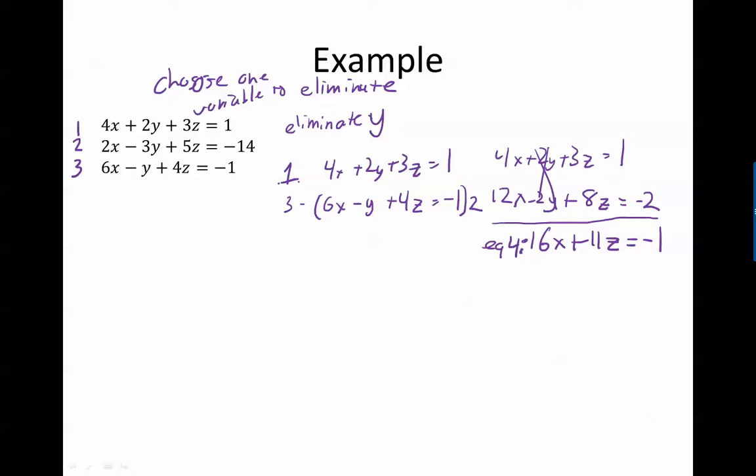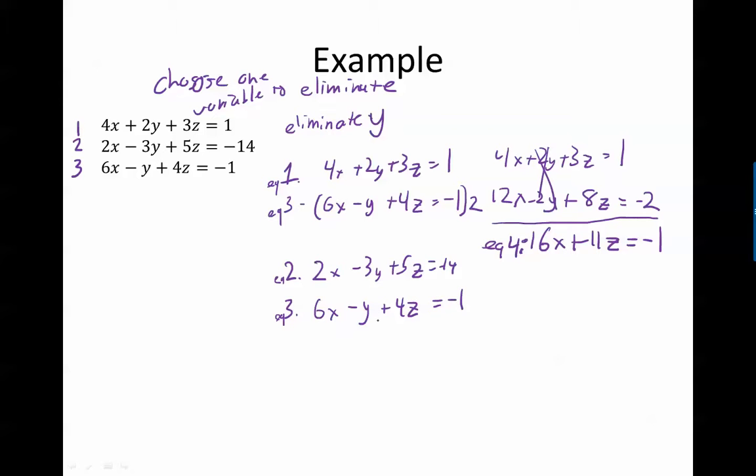So I used 1 and 3 to create this one. I'm going to use 2 and 3 to create another one. I could use 1 and 2 if I wanted to, but I think eliminating the y in 2 and 3 would be easier. So equation 2 is 2x minus 3y plus 5z equals negative 14, and this one is 6x minus y plus 4z equals negative 1.